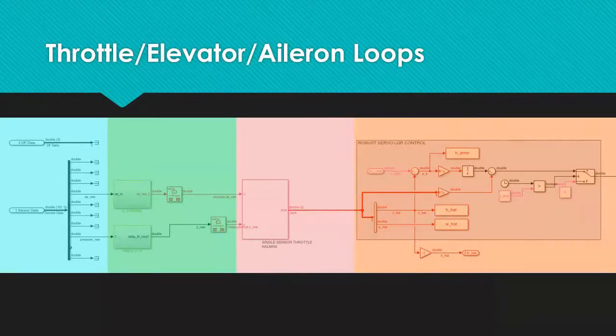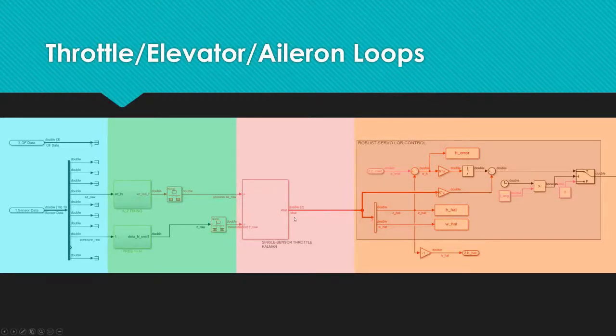So the throttle, elevator, and aileron loops had an architecture that looks kind of like this. Again, we have the optical flow data and the sensor data coming in on the left. Unneeded inputs are terminated, and those that we do want go into this green area where they're processed, which we'll go into more detail later, and get rate transitioned so that they match what the Kalman filter expects to see.